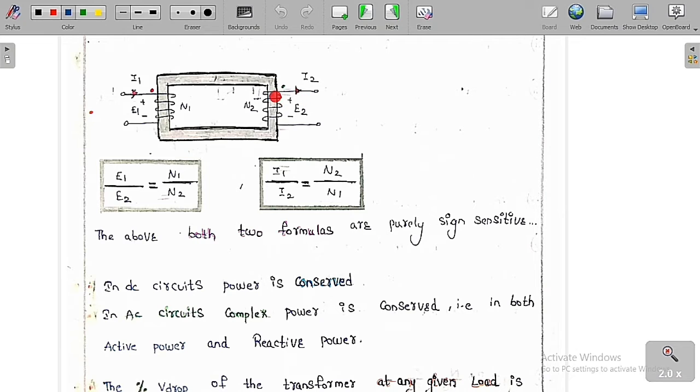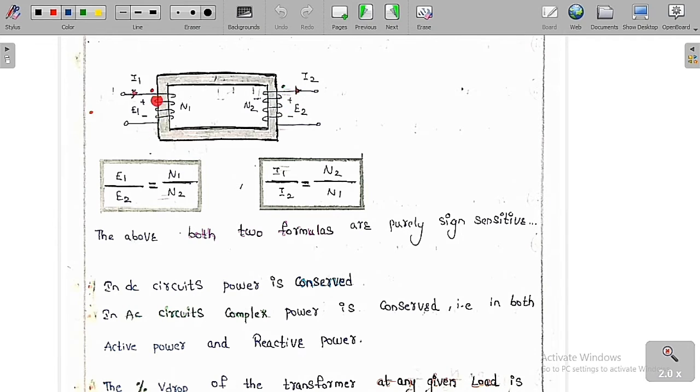The flux here should support the original flux. If I assume the dot is here and I send the current inside, by the right hand thumb rule, the current is entering here. If you curl your fingers in the direction of the current, the thumb is in the downward direction, the flux. So this flux is going to support the original flux. Therefore we can say this dot is correct.